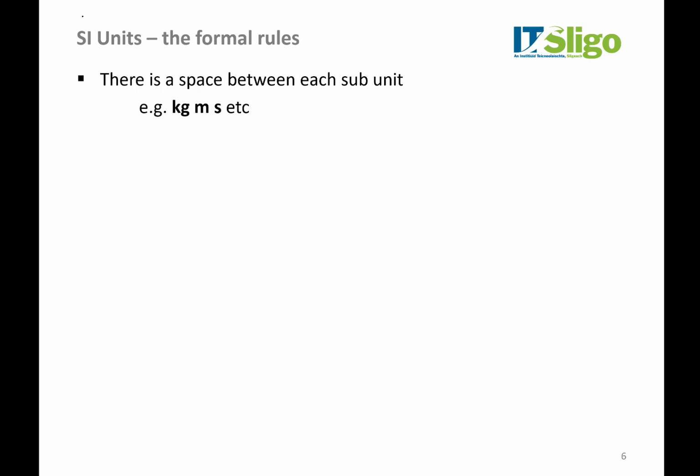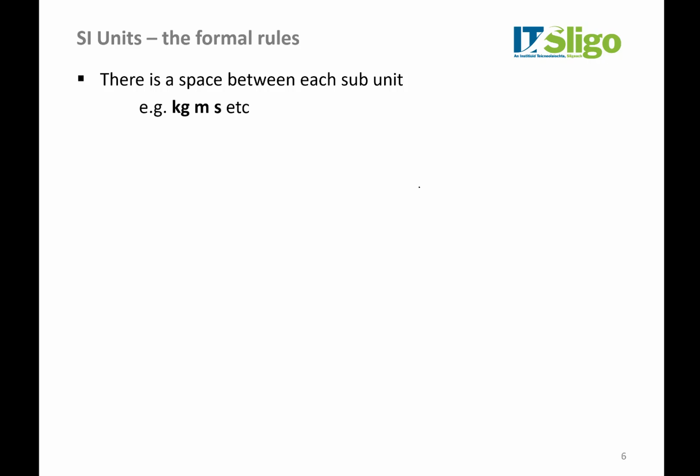First one: there's a space between each subunit. So there's always a space. You don't write kg, meter, seconds run together like that. There's a space between each major unit. There's no space between a prefix and a unit. So if we were saying a millimeter, then there's no space there.